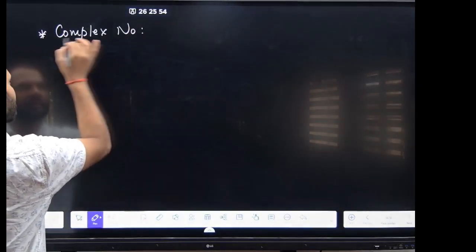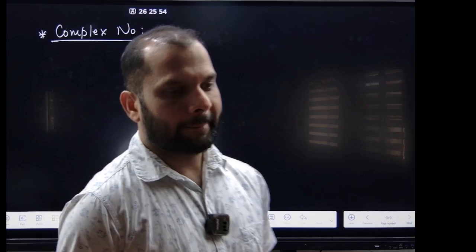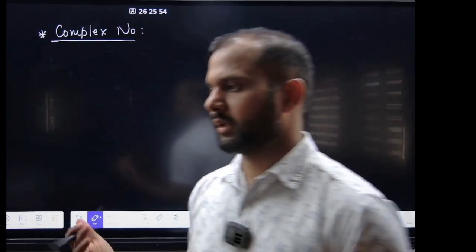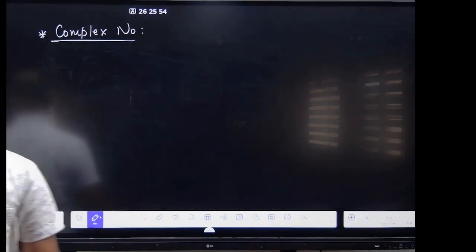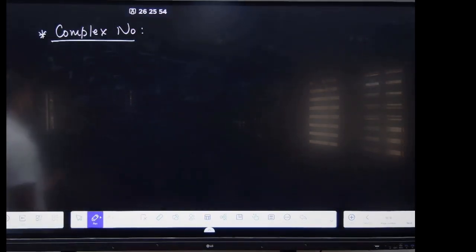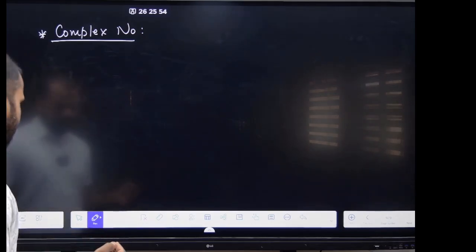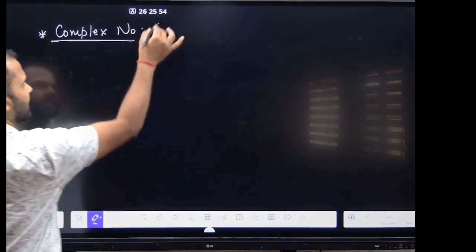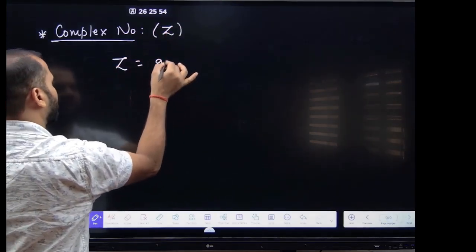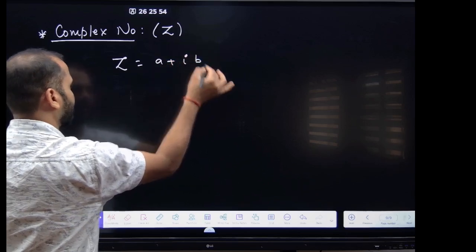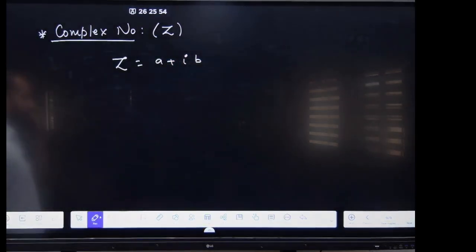Complex number. Put the heading complex number. Just see what is the meaning of complex number. The representation of a complex number will be Z. Z is equal to A plus iota B.